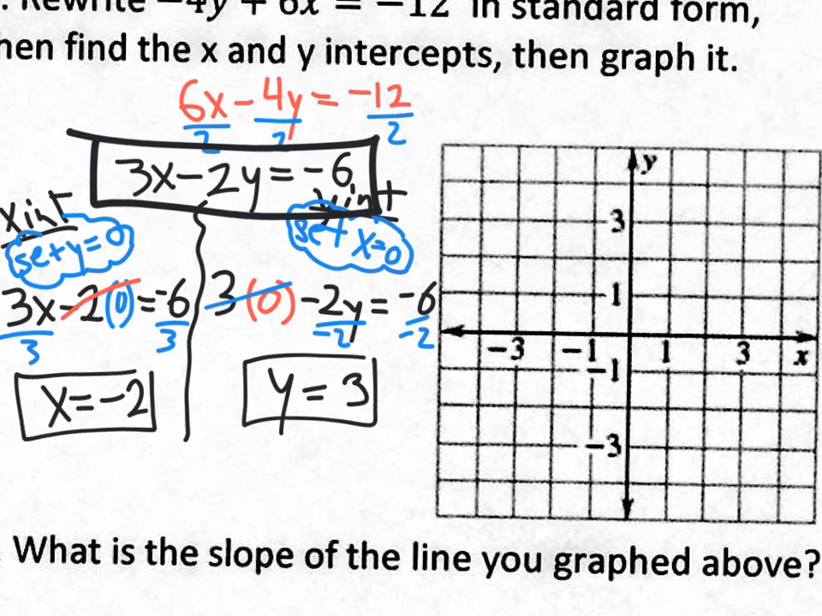So we know that it crosses the x-axis at negative 2. Let me put a red dot right there. And we know that it crosses the y-axis at positive 3. Put a dot right there. So through any 2 points, you could draw a line. So let's draw a line right through those 2 points, and we're done. We've graphed. Easy peasy.